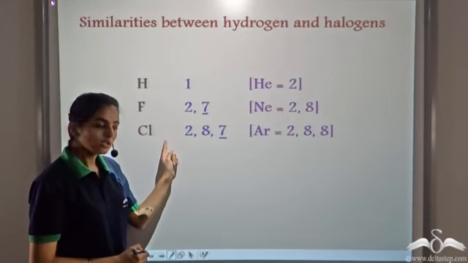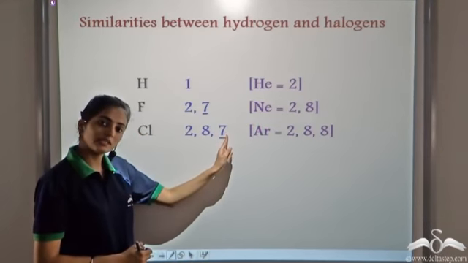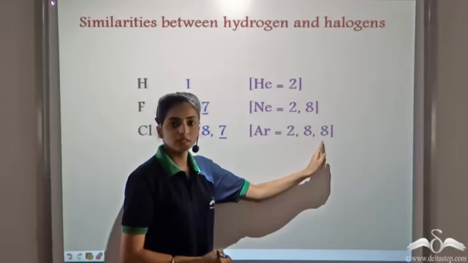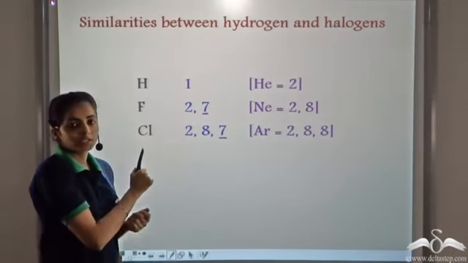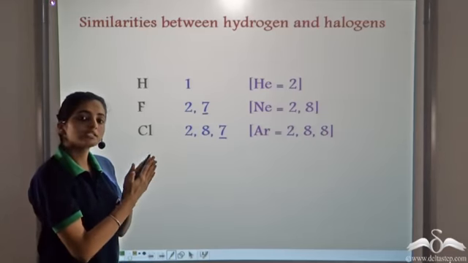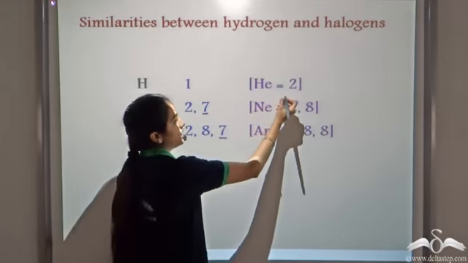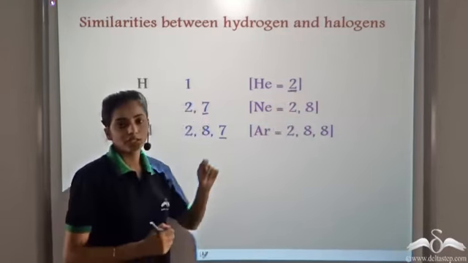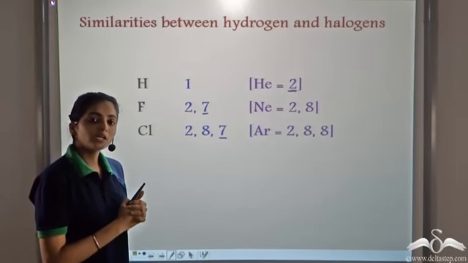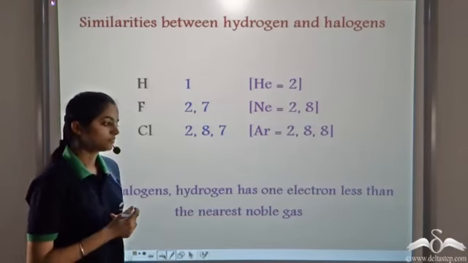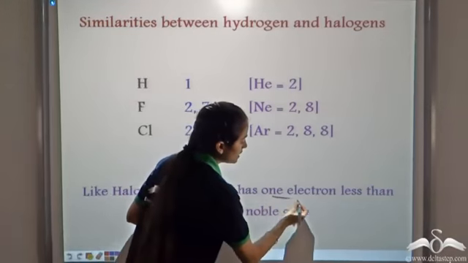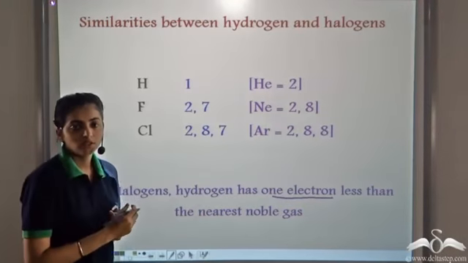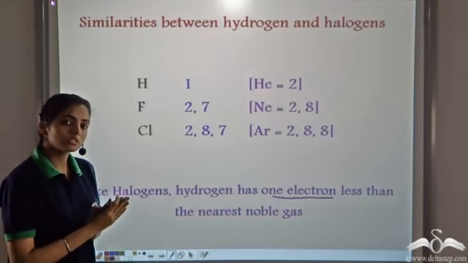Similarly, chlorine has one electron less in the valence shell, like the nearest noble gas. Similarly, hydrogen has one valence electron. The nearest noble gas to hydrogen is helium, which has two valence electrons. So like all the halogens, hydrogen has one electron less than the nearest noble gas. So this is how it is similar to halogens.